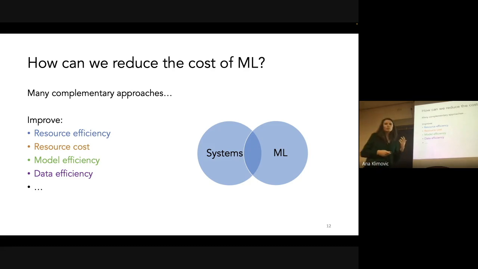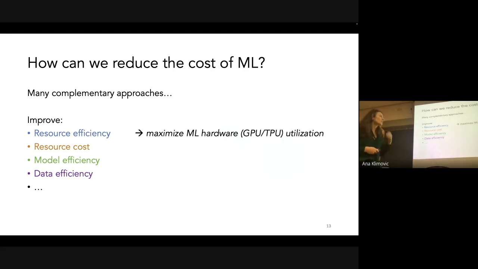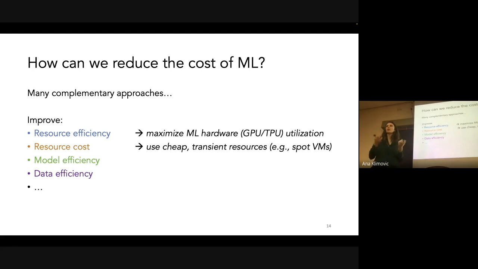One way you can reduce the cost of machine learning is to maximize how well you utilize whatever hardware you are using. Okay, and we'll talk about that. Another thing you can do is try to use cheaper resources. For example, we had a session on ML training on transient resources. So making the hardware you use cheaper, but still making it useful for whatever you need to do.